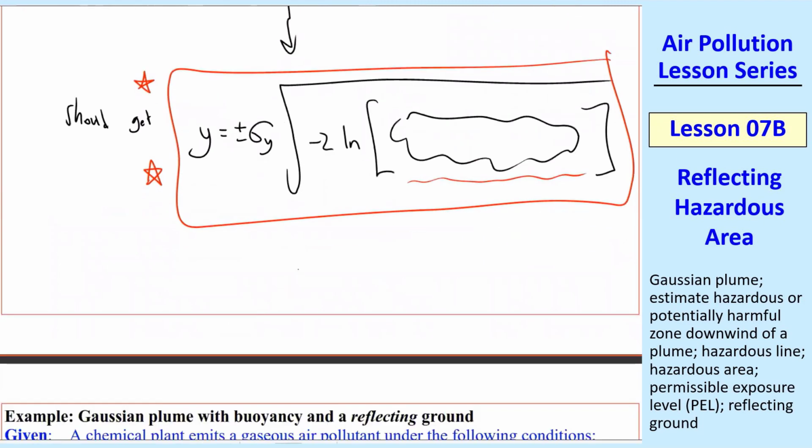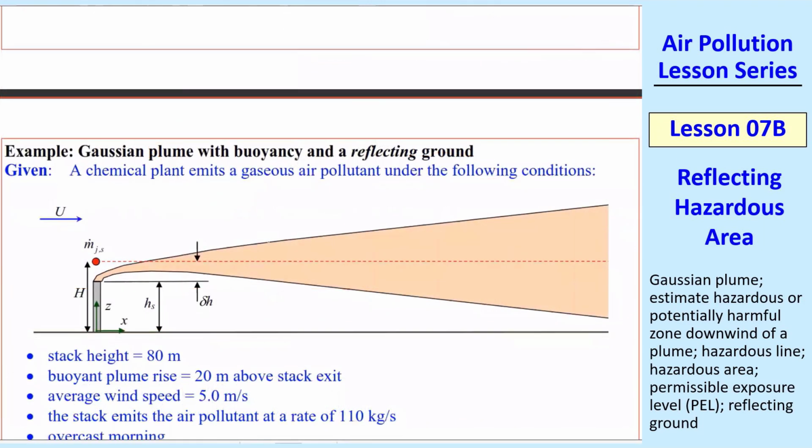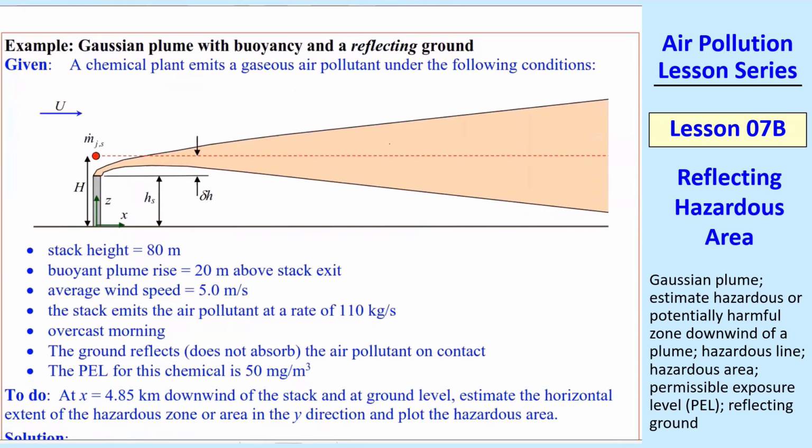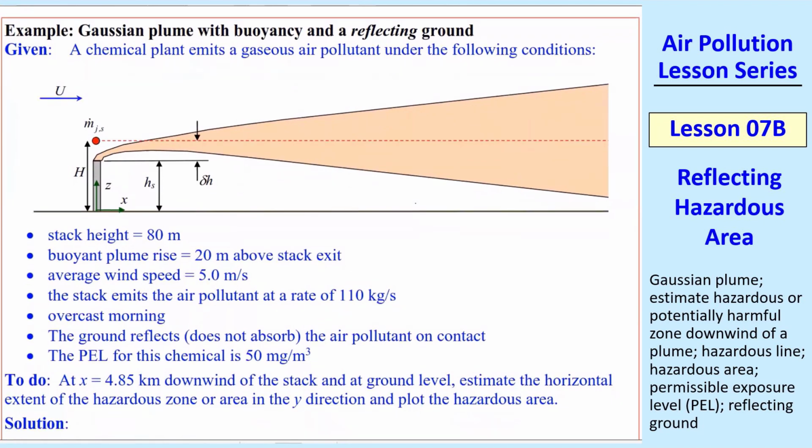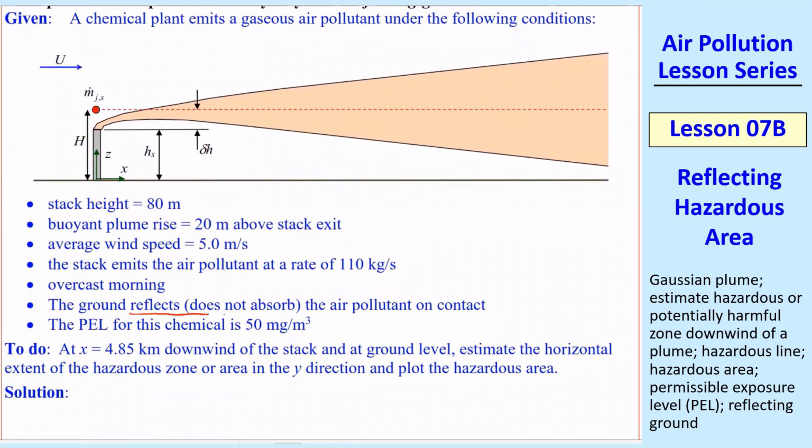And I will do now an example problem. And once again, we've seen this problem several times. I'm going to use exactly the same problem that we did in the past several lessons, except now we have a reflecting ground. So the only thing I did, I copied and pasted actually, and just changed this from absorbing to reflecting. Same numbers. So it's the same stack height. It's the same plume rise delta H. We get the same capital H, which is 100 meters. It's the same U. It's the same m dot JS. It's the same conditions. So we have the same class D. So this is all the same. The only thing that's different is it's reflective.